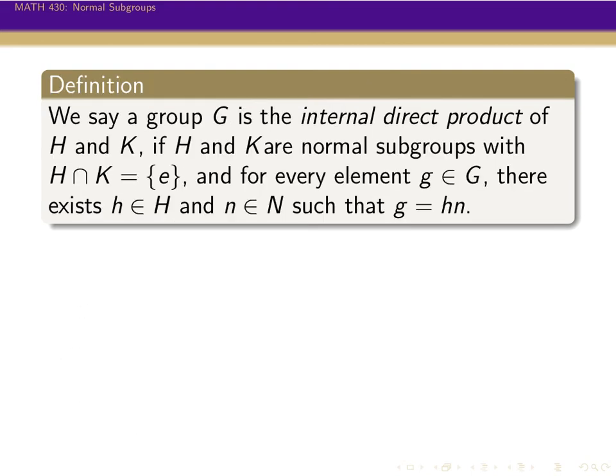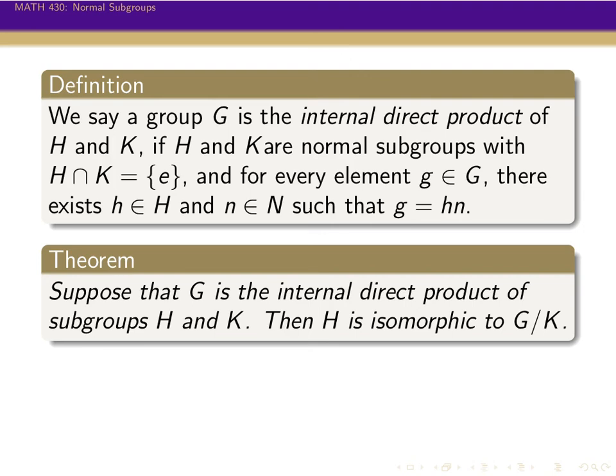Okay, one last bit to talk about at the end. We have a group G, and we're going to say that it is an internal direct product of H and K if H and K are normal subgroups with their intersection being the identity, and if for any element g in G, there exist some h and n such that we can write g is equal to hn, right? And so really this is saying that if you take the product of H times K, you get G back, okay?